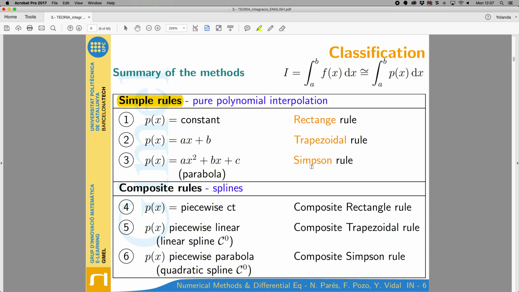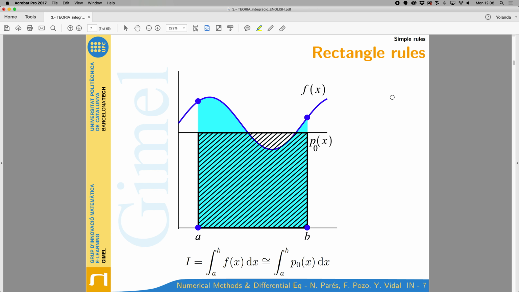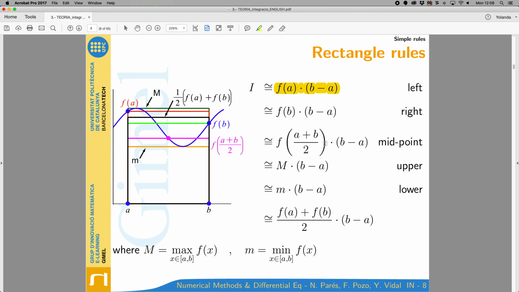And the main idea behind all of them is the following. We will fit this function f of x with a polynomial, and then we will compute the integral of the polynomial exactly, which is straightforward. We saw for the different methods, for example, for the rectangle rule, how this polynomial in this case is a degree 0 polynomial, and we can find this formula to approximate the exact integral.